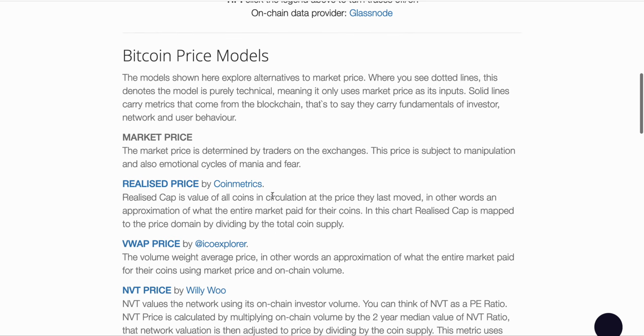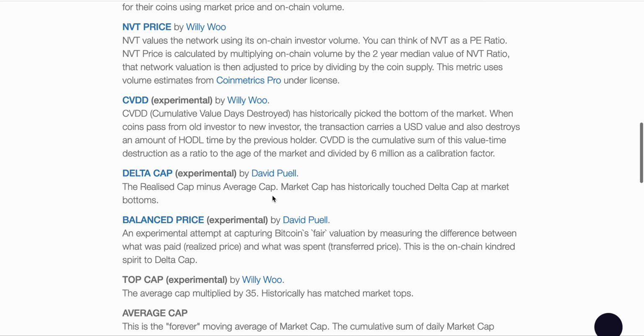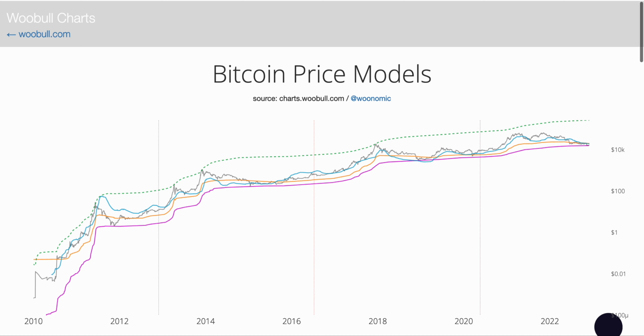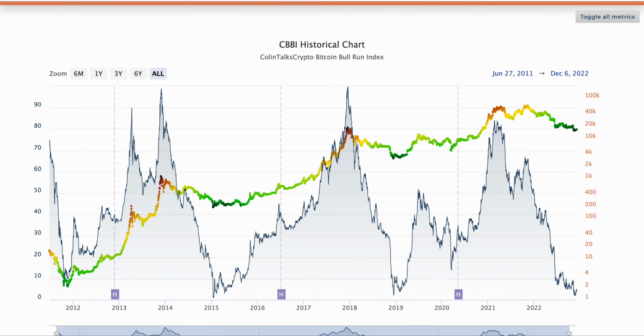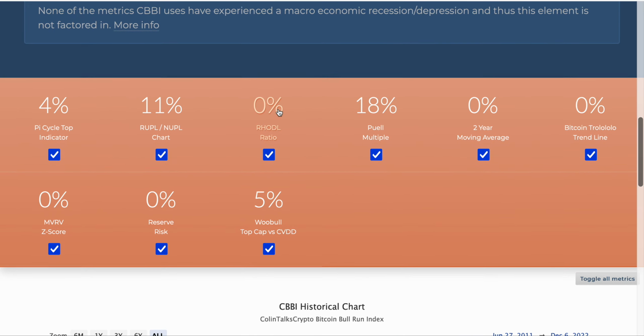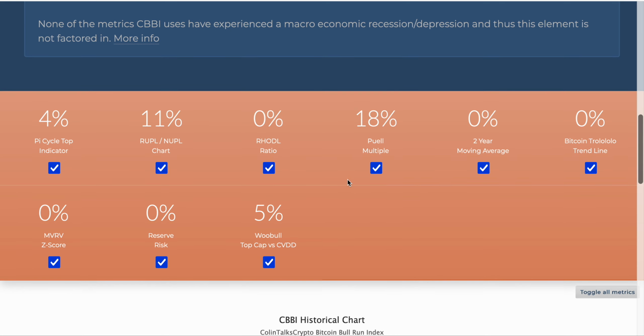CVDD. And he talks about it on the bottom here. That's the cumulative value of days destroyed. He talks about how it's picked the bottom of the market pretty well. And it talks about how coins are moving from old investors to new investors and back and forth and how they're being hodled. But we're not going to spend time talking about that. But basically, I just want to show you that at the bottom here, all these ratios and metrics are also indicating we're at the bottom.